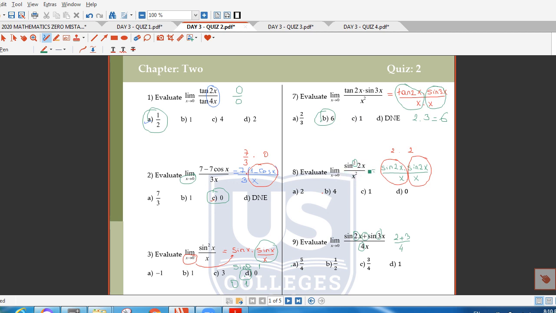Question 8. Sine squared 2x over x squared. Direct substitution is going to give us 0 over 0. For all 0 over 0 cases, you may use L'Hopital, but I want to use the rules of sine, cosine, tangent. Sine squared 2x can be written as sine 2x times sine 2x, and x squared can be written in the denominator as x times x. Each sine can take one of the x, so one part, sine 2x over x, is 2. The other part, sine 2x over x, is 2. The operation between them is multiplication.